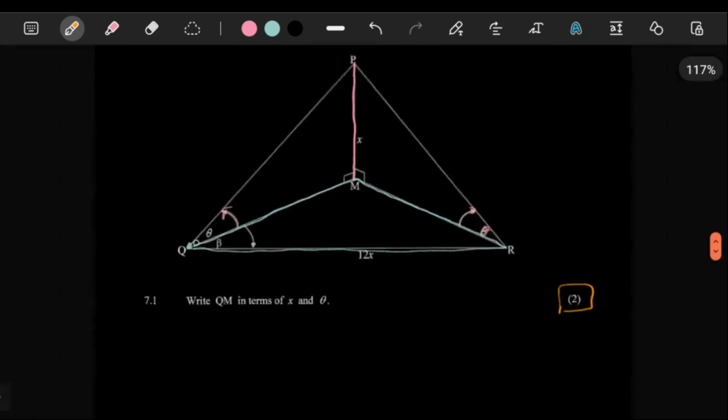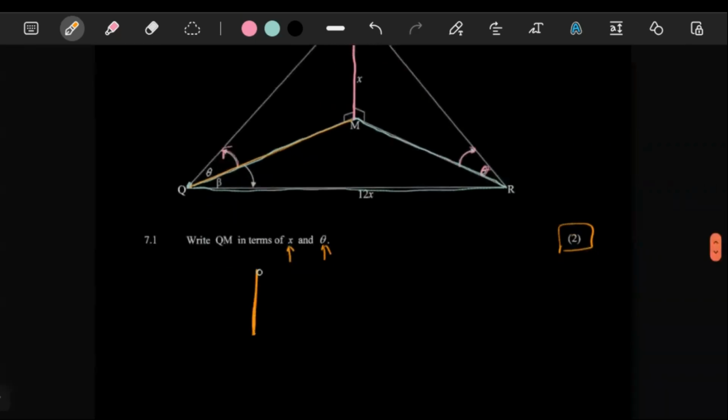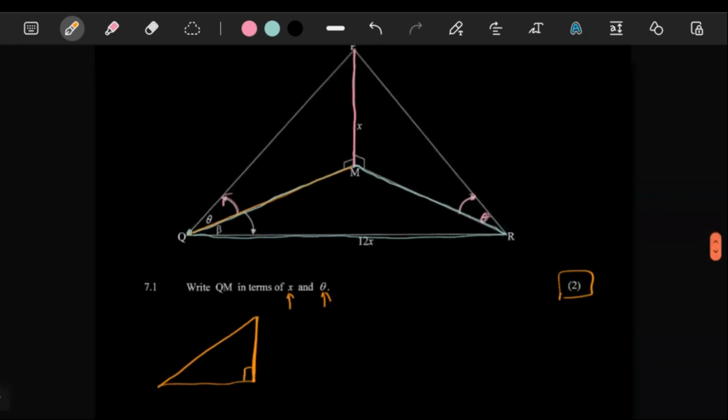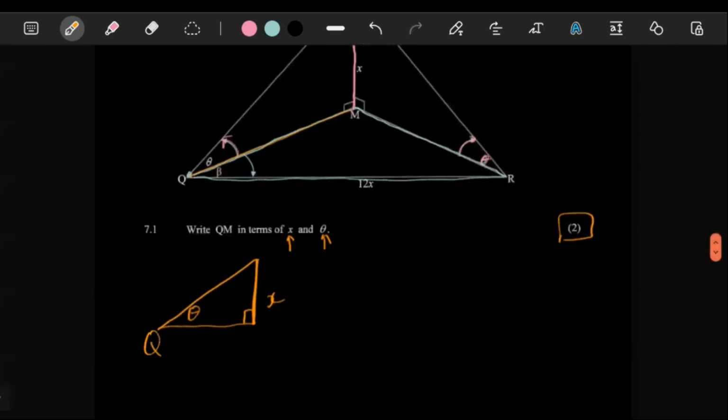Whatever they want you to do, always try and figure out which triangle it's in. So QM is in the triangle at the bottom or the triangle up here. Because you need to write it in terms of theta and X, it looks like the triangle here that's standing upright is the one you may want to use. It is best to just do what's easy, because if you use the one at the bottom, you have a beta over there, and they said nothing about the beta. So here, this is theta, this is X. Now, because they want QM, always think of what do you have and what are they asking for.